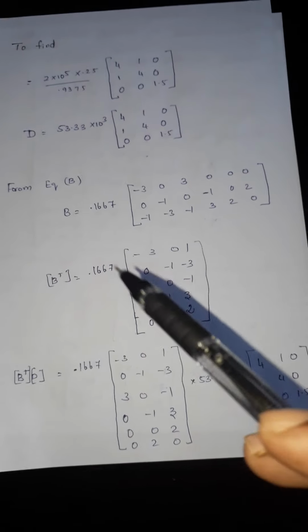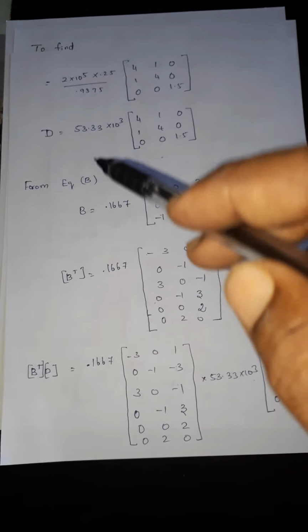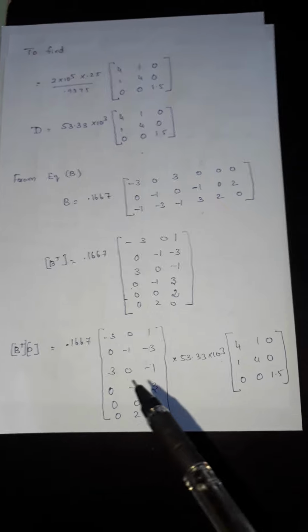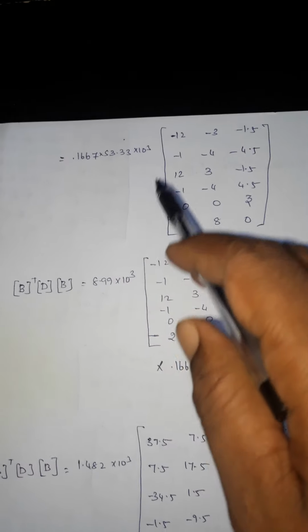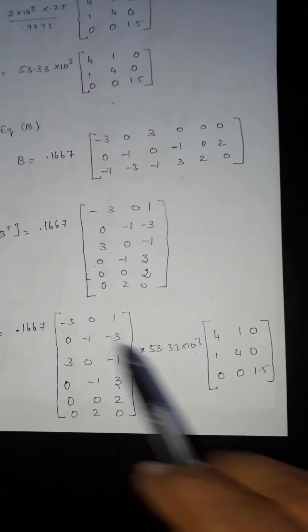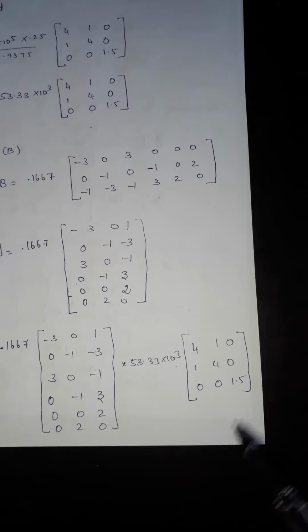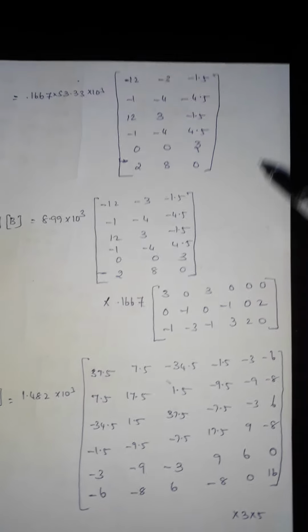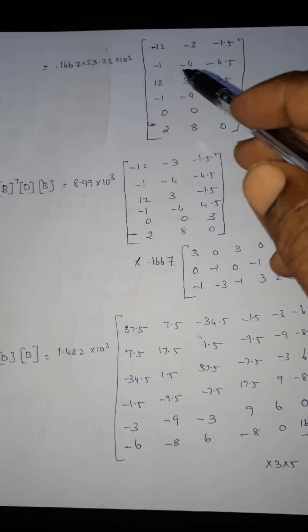Multiply these three this way: B transpose, D, B. B transpose and D first. Then this and this should be multiplied, this and this should be multiplied, and I put that outside. So this into this, this into this, this into this, and you find it out. You get this, you get this.